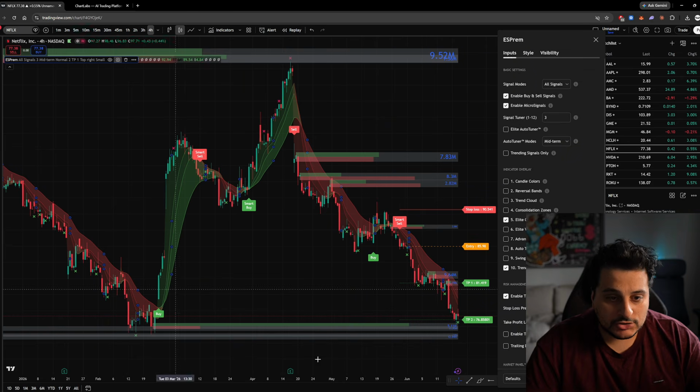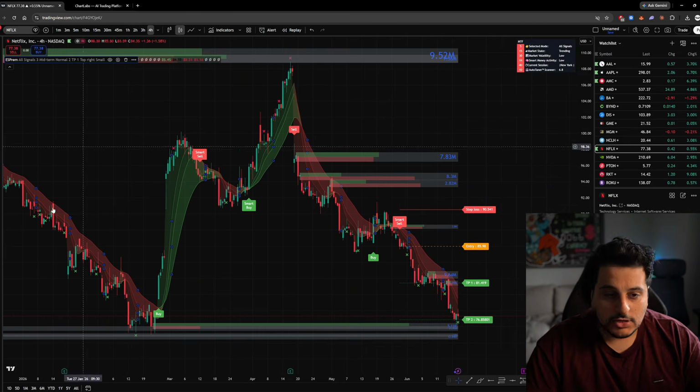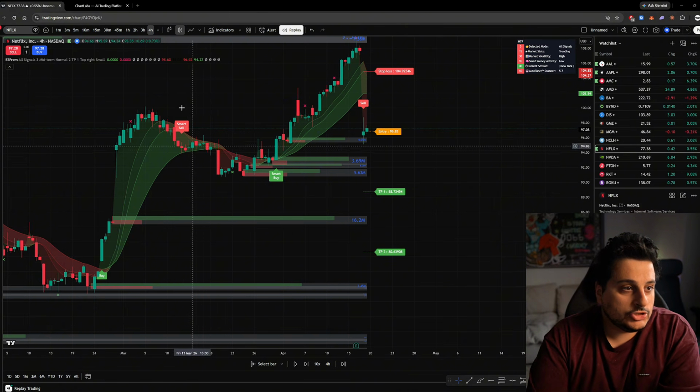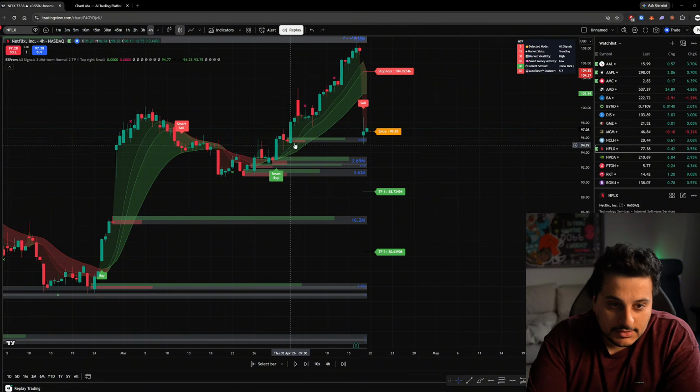So your settings should look just like this, and your chart should look just like this. So the strategy is very simple. Let me show you exactly what to do here. So we're looking at the chart right now. We're on Netflix. We see that the trend sniper cloud over here, this turned red, and we got a sell signal, right? So this sell signal is going to appear as soon as this candle is closed.